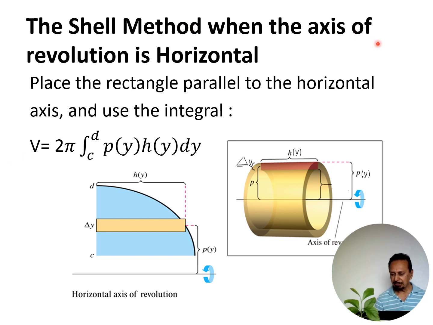Now the shell method when the axis of revolution is horizontal, so we place the rectangle parallel to the horizontal axis, and the formula becomes V equals 2 pi, integral from c to d of p of y h of y dy. So p of y would be the distance of this rectangle from the axis, since it is the variable, it will always be y. H of y depends on the distance between this boundary and this boundary, so it depends on the difference between the two boundaries. So there will be a difference of y values.